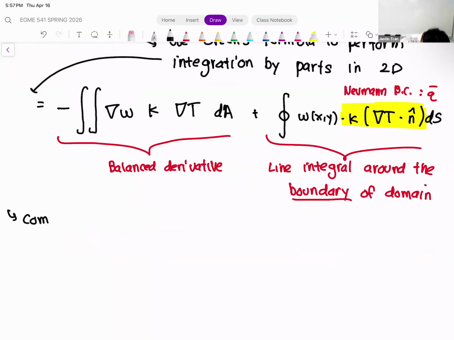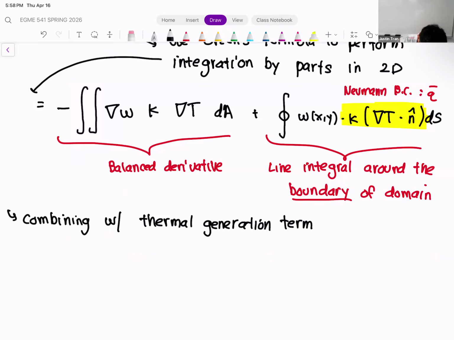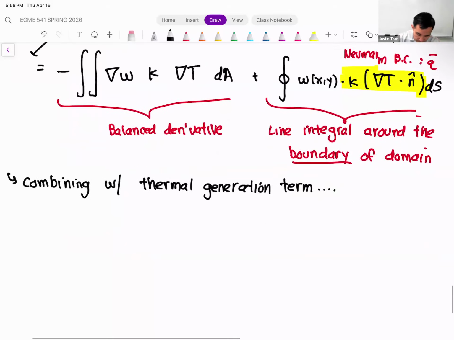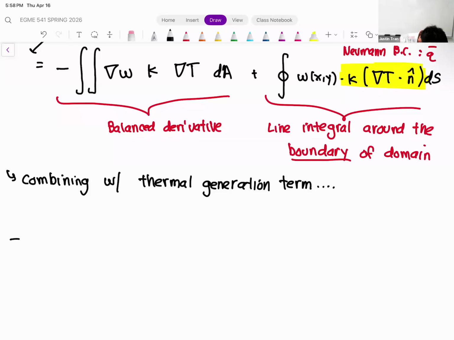So if we combine this with our thermal generation term, we end up with the following expression. So first we have our balanced derivative term. So we have a minus double integral gradient of w multiplied by k multiplied by the gradient of T dA, plus our line integral Neumann boundary condition term.